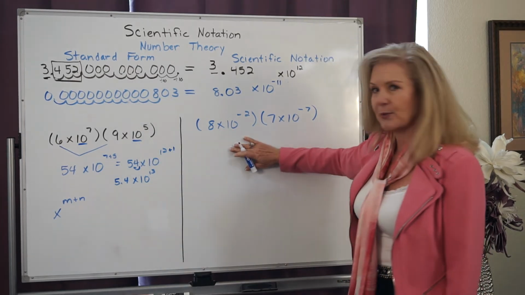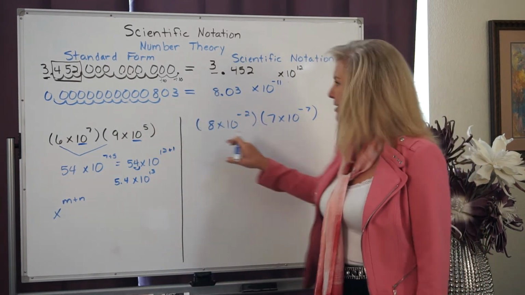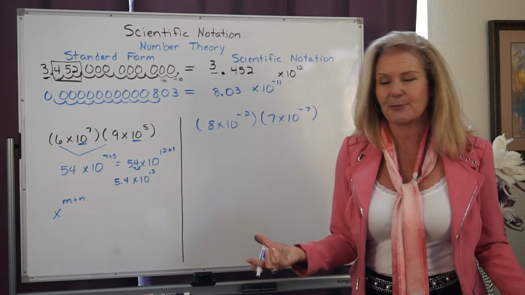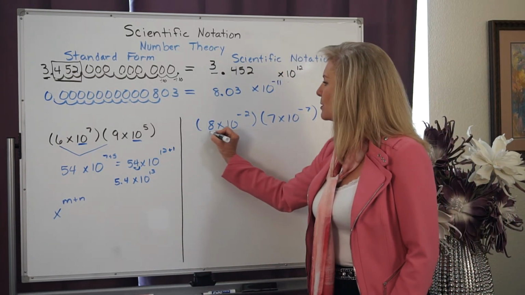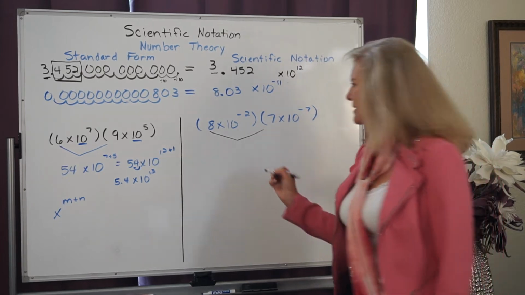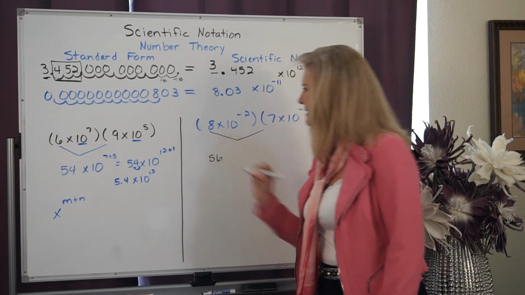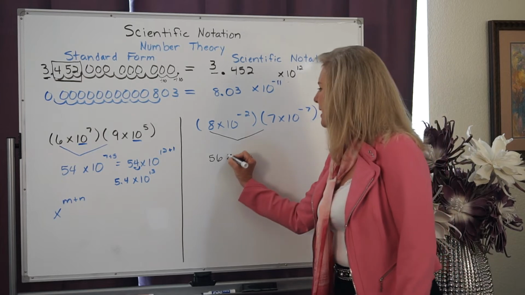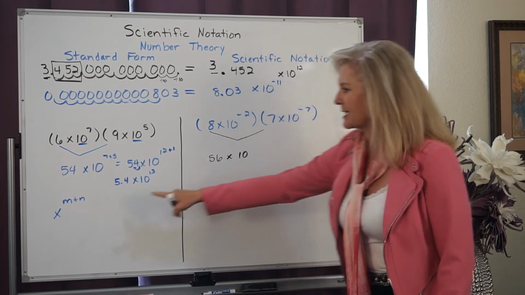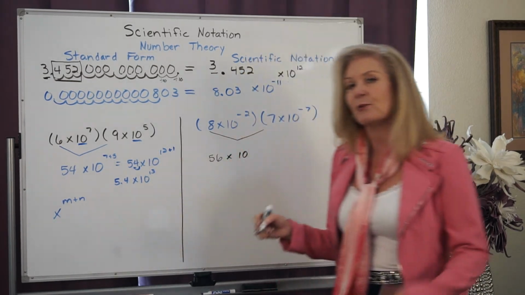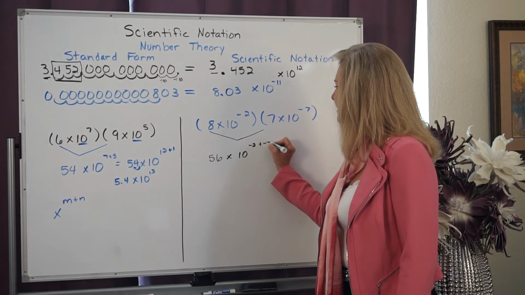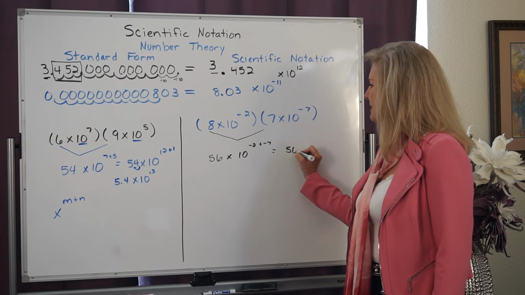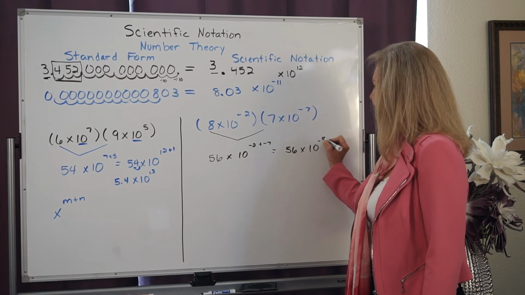Now we can also do it with really small numbers, and I know these are small because I have negative exponents. So I'm going to do the same thing here. I'm going to multiply the 8 and the 7 together, and I get 56. And I'm going to do times 10, and I'm going to still use this rule of multiplication with my exponents. So I'm going to add negative 2 plus negative 7. So I get 56 times 10 to the negative 9th.